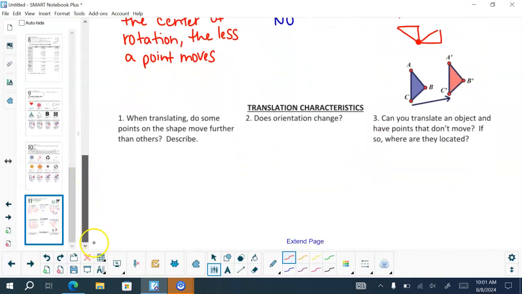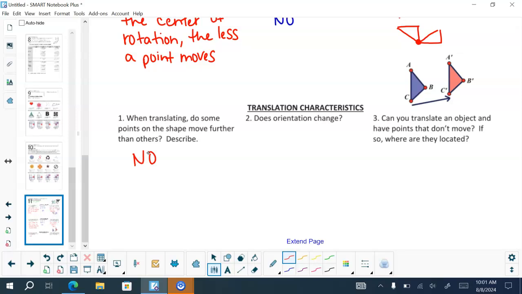All right, now let's go through translations. Okay, so when we talk about translating, do some points on a shape move farther than others? Hopefully you said no to this one. Okay, if something gets pushed, all of it moves. If I was standing in the front of the room and someone came barreling in through that door and hit me, my whole body is going to move with that impact. My feet aren't going to get left behind. Every part of me is going to move, okay? That same thing is happening with a translation. When you slide the shape, all the points slide. So we should have said no.